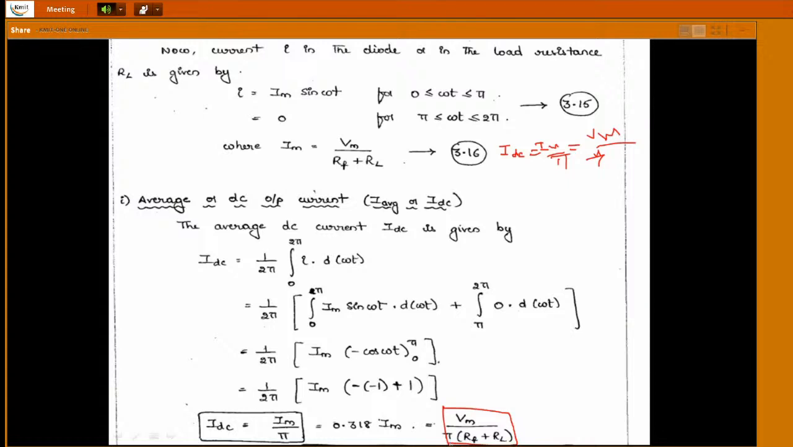Now can you tell what is the DC output current of your full wave rectifier? For a half cycle it is Im by pi. For the full cycle it may be 2 Im by pi. That is, for the full wave rectifier, your IDC is equal to 2 Im by pi. That means both parts are going to be rectified. The full wave rectifier is double the half wave rectifier. There the signal is also available from pi to 2 pi, so you get 2 Im by pi. That we will discuss in the full wave rectifier case.